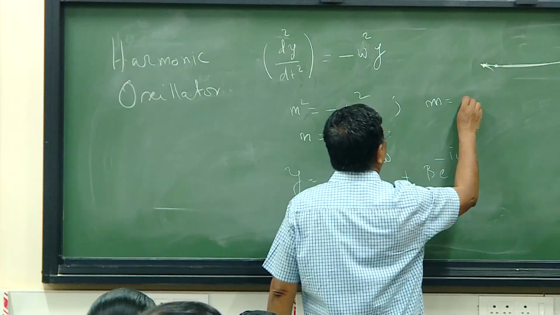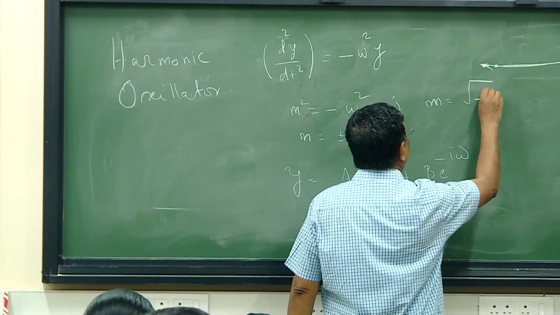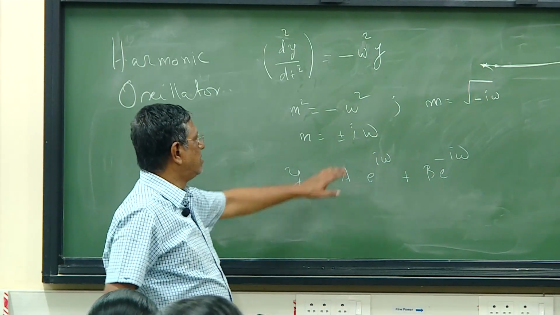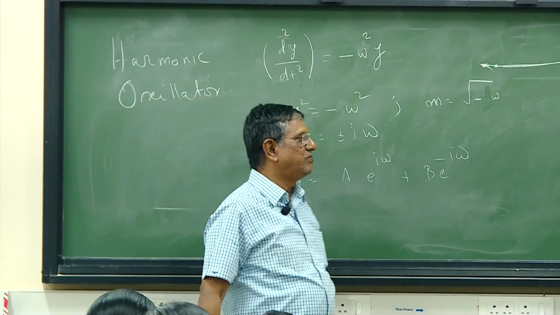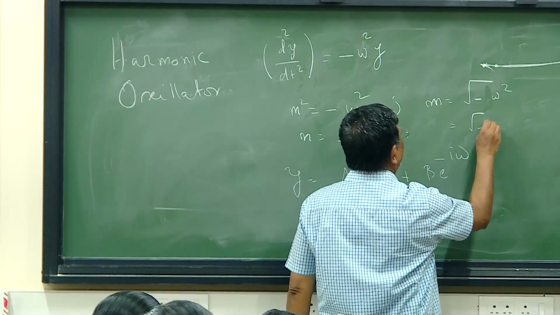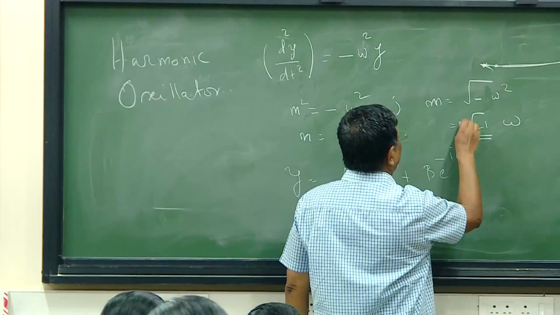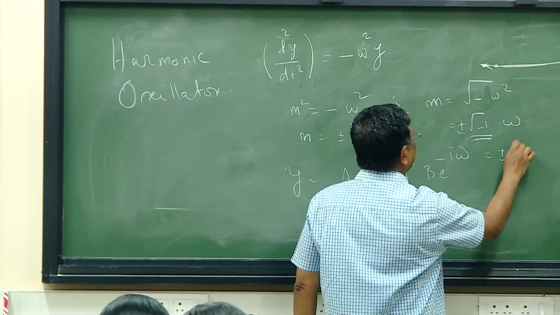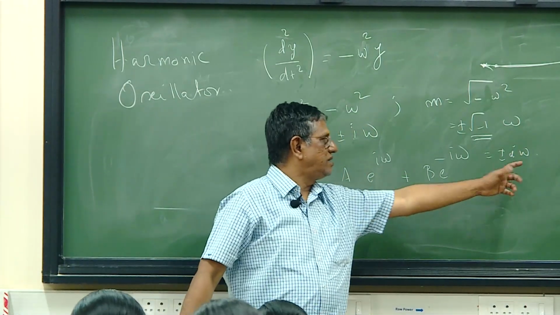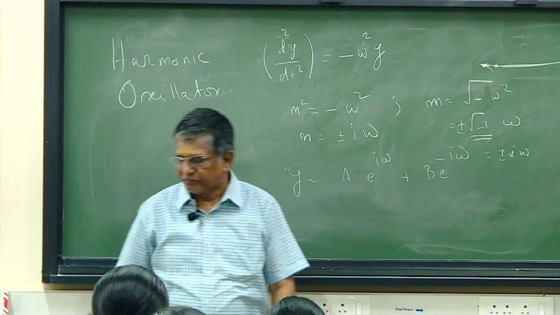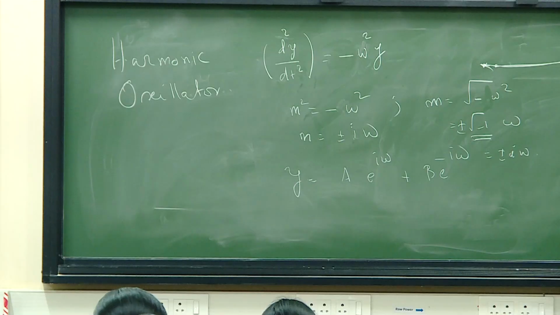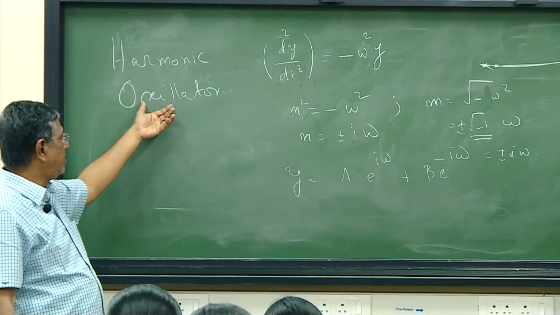m equal to root of minus ω². You got the point? See, minus omega squared. So this is root minus 1 times omega, plus or minus root of minus 1 is i, therefore it is plus or minus iω. This quantity is frequency, so no need for this mod writing. The particle which makes this kind of oscillation is called a harmonic oscillator, right?